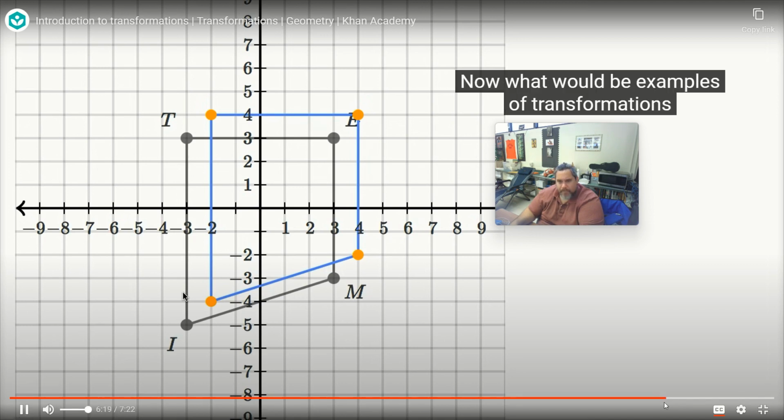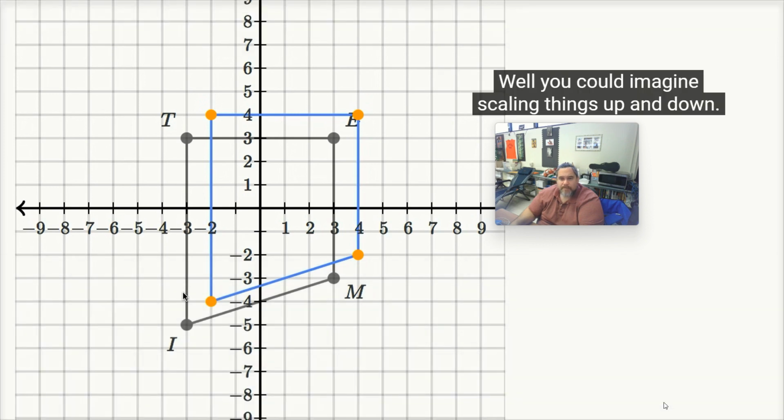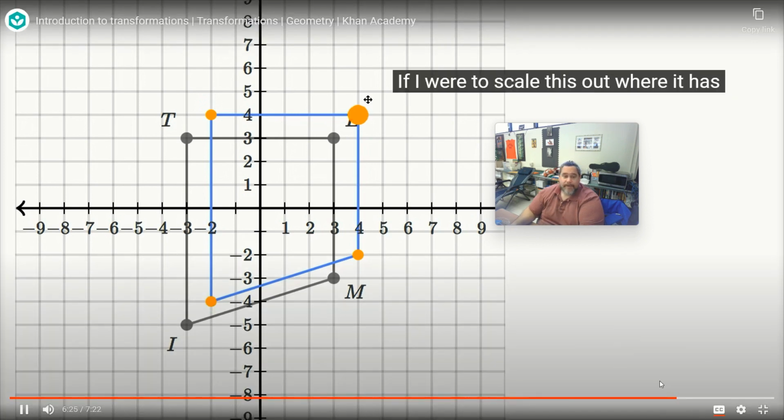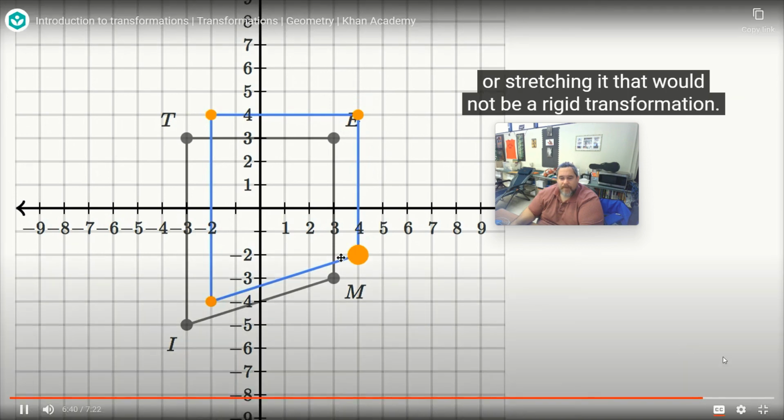Now, what would be examples of transformations that are not rigid transformations? Well, you can imagine scaling things up and down. If I were to scale this out, maybe the angles are preserved. See what happens when I make predictions, guys? That's what I thought. But the lengths aren't preserved. That would not be a rigid transformation. If I were to just stretch one side of it, or pull this point while the other points stayed where they are, I'd be distorting or stretching it. That would not be a rigid transformation.